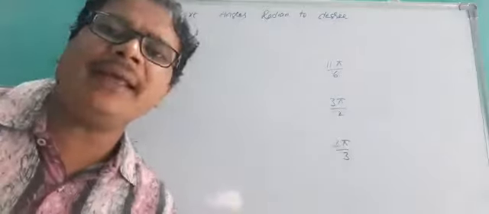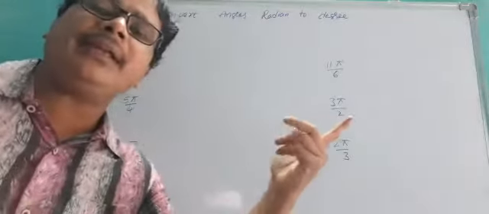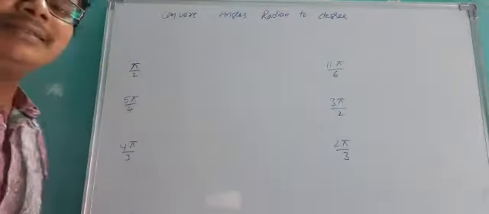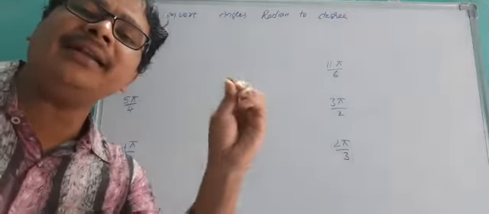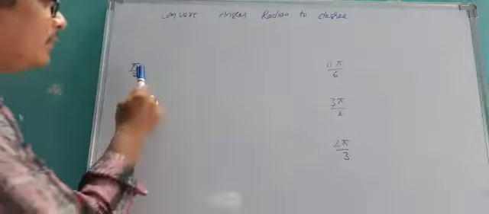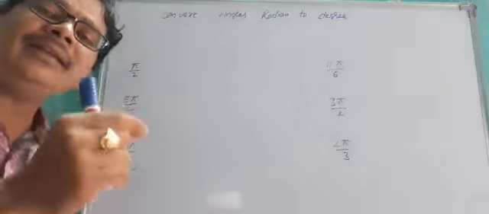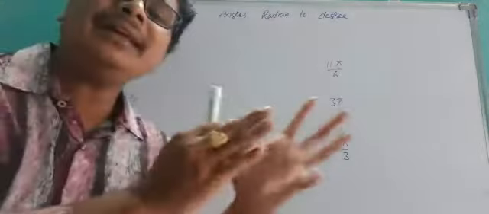Okay, last and final, that is convert the angles radian to degree. Radian to degree. That means the angle is in radian. How to identify the angles are in radian? If you have the symbol pi, automatically the angle is in radians. That is the identification of angles in radians.